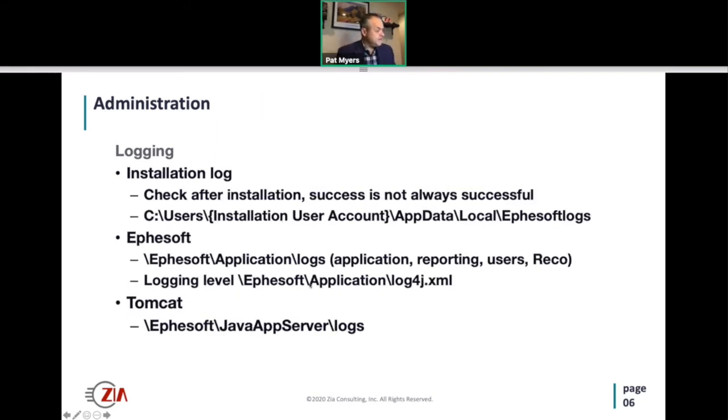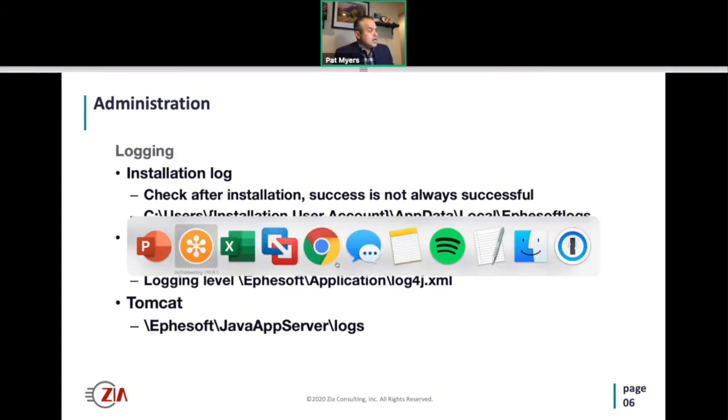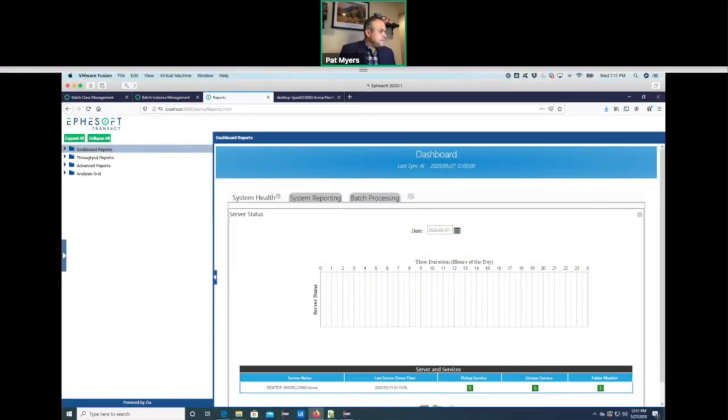So then there's the Ephesoft logs, and we'll take a quick look at what that looks like. Ephesoft is a web application that runs in an application server. That application server is Tomcat. So if you think about it, there's the application, and then there's the container of Tomcat. And so there's two different logs. Often, if you're working with support, or if you just want to run it at a different level, you might want to change the logging levels. Let's go see what that looks like.